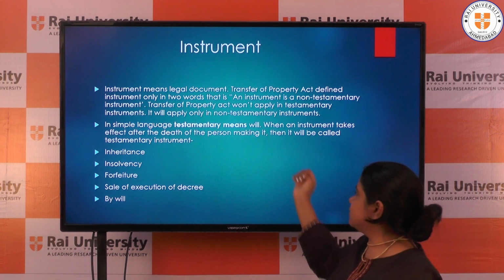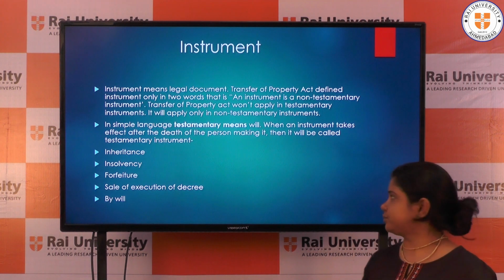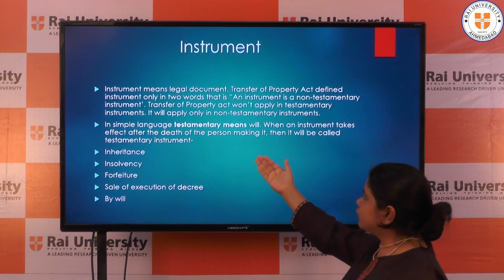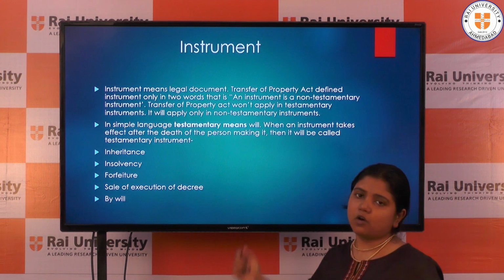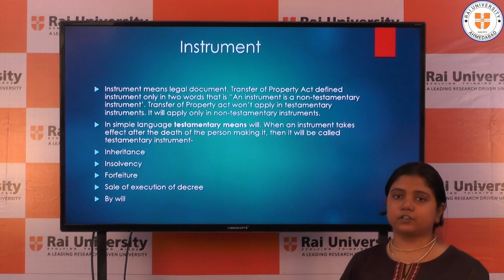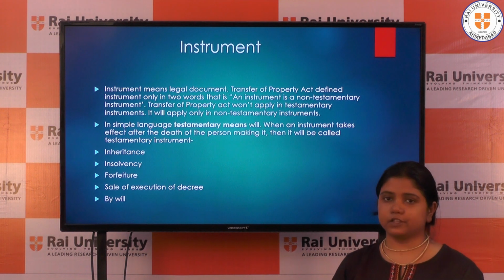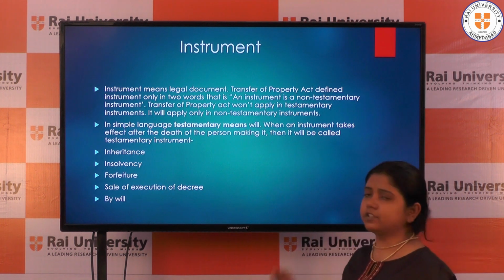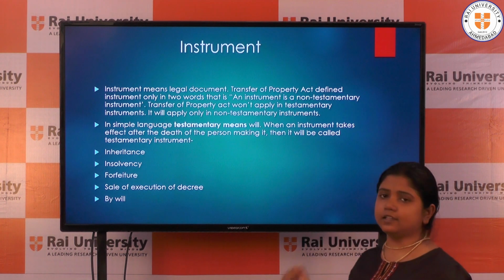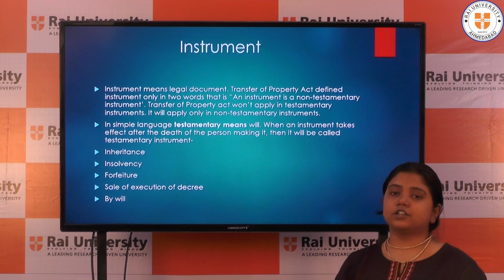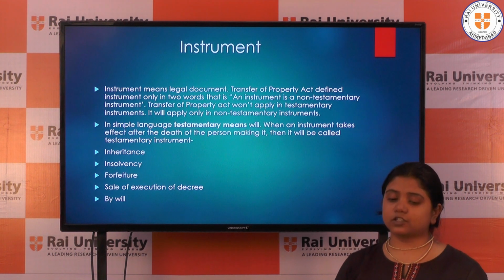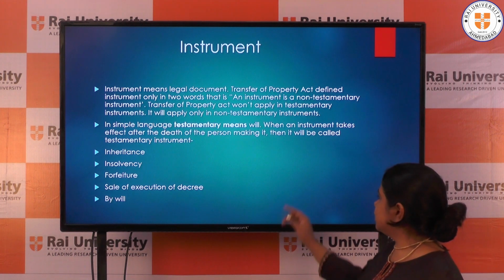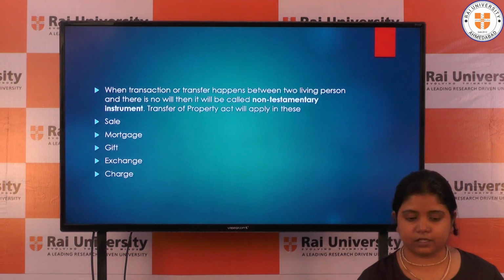What does testamentary instrument mean? In general sense, it means will. But overall it also consists inheritance, insolvency, forfeiture, sale of execution of decree, or by will. There are various modes to transfer the property from one person to another through the process of instrument, basically. So these are testamentary things. What happens here is, when we make the will, the transfer does not come into effect at a random point of time. It actually comes into effect after the death of the person. It takes time to come into effect.